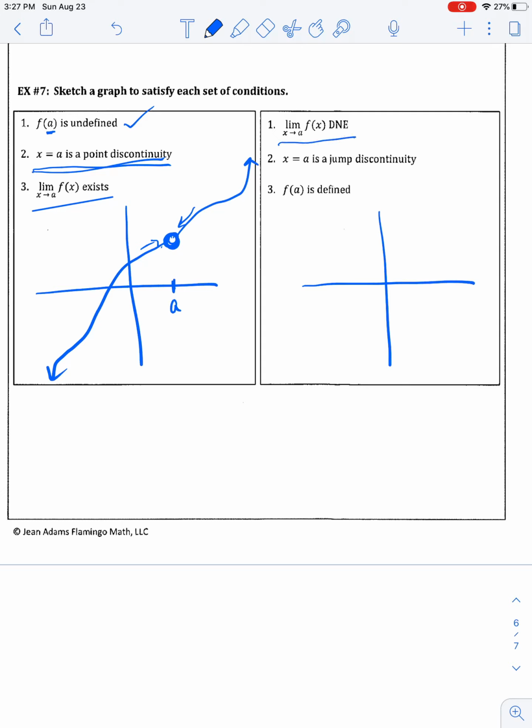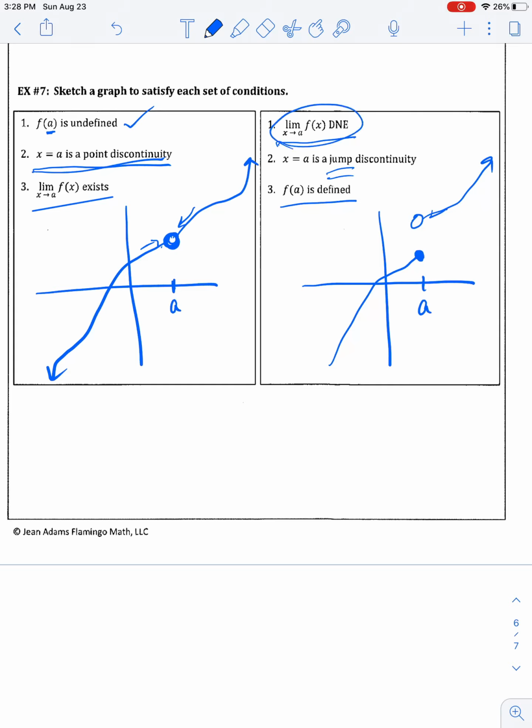Okay, now this says that the limit does not exist. So I can't approach it from each side to the same place. So it has to be a break. x equals a is a jump discontinuity, and f of a is defined. So here's a, and let's say there's f of a. It is defined, but the limit doesn't exist, so I can't keep going. And it has to be a jump. So let's jump up here. This would have to be an open circle, and then it goes on.